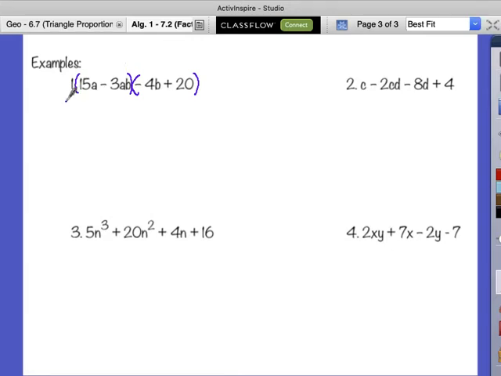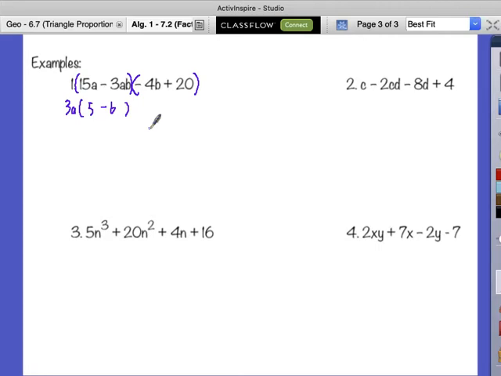So we take this parenthesis and we put the 3a out in front. What is now going to be in this parenthesis? 5 minus b. 15a divided by 3a is 5. Negative 3ab divided by 3a is negative b. Okay. Questions on this so far?